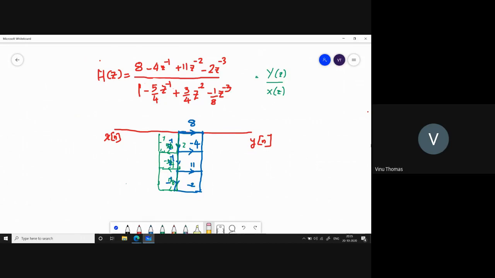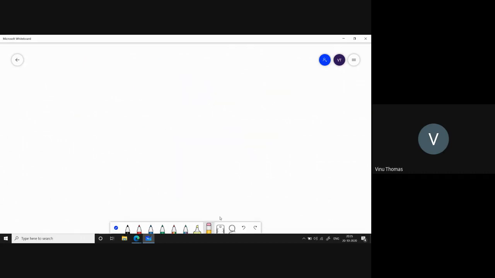A linear time varying system. So you can take down this question. A linear time varying system is described by the following input-output relationship. So I'm not going to give this in terms of an H(z). Instead, we will directly give it in terms of the time domain equations, like this.